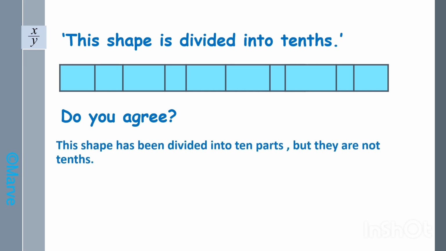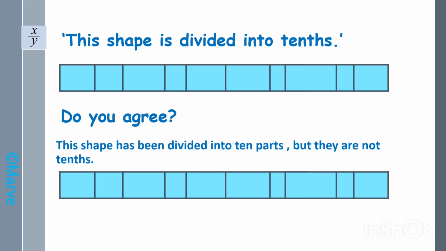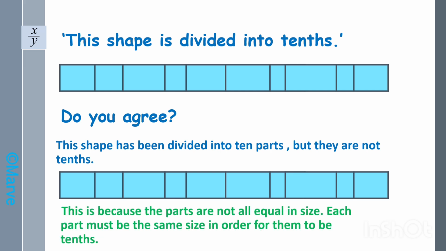Well, the shape has actually been divided into 10 parts, but they are not tenths. They are not actually equal, because all the parts are not equal in size. Each part must be the same size in order for them to be tenths. So for it to be a fraction of something, it has to be in equal proportion. So if we say this shape has been divided into tenths, that would be very wrong. So this is about this.